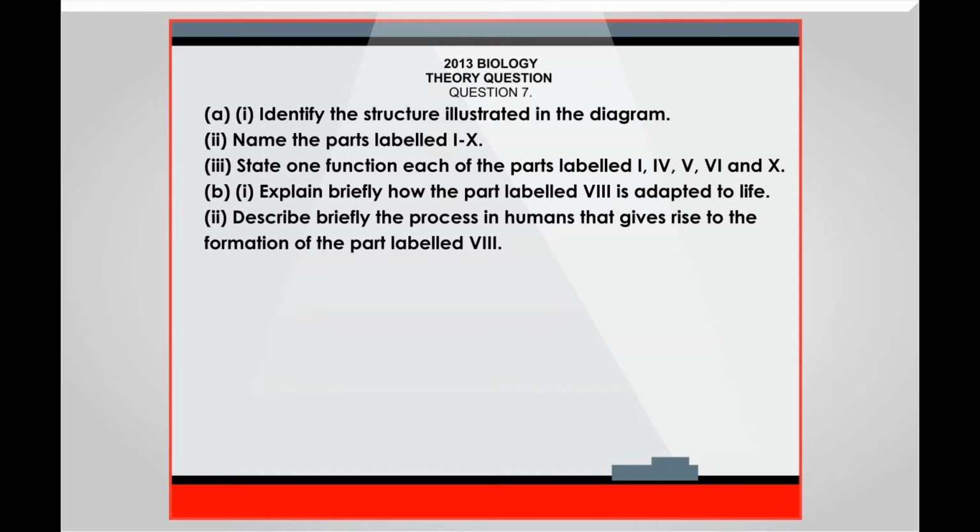B. I. Explain briefly how the part labeled VIII is adapted to life. Describe briefly the process in humans that gives rise to the formation of the part labeled VIII.